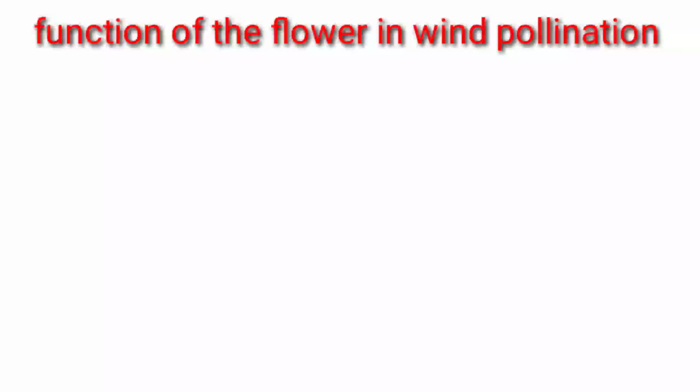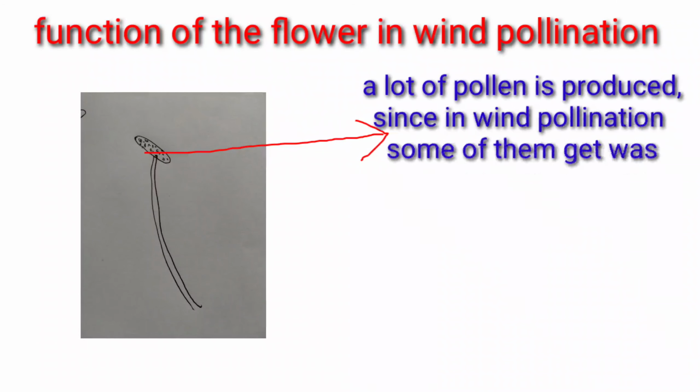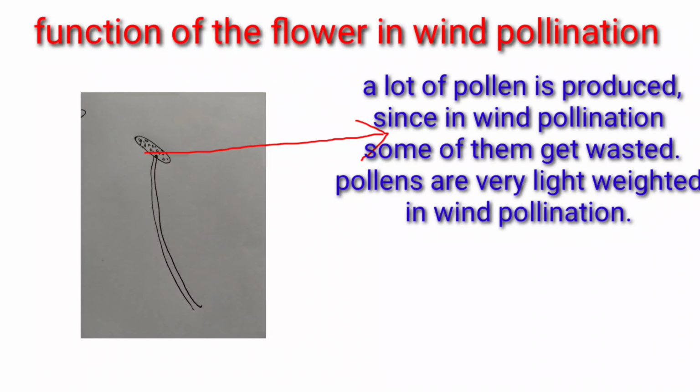Now let's look at the function of the flower in wind pollination. In wind pollination, the pollen from the anther is transferred to the stigma by the help of wind. Therefore, in wind pollination, inside the anther, a lot of pollen is produced, since some of them get wasted, and pollens are very lightweight.